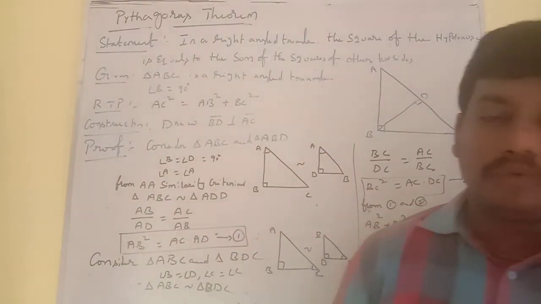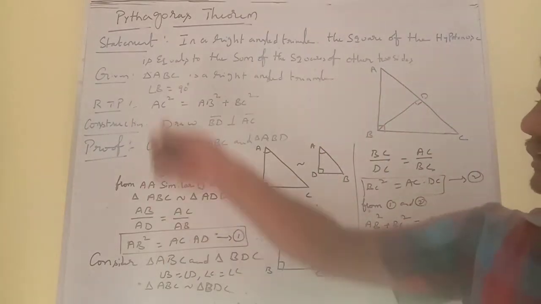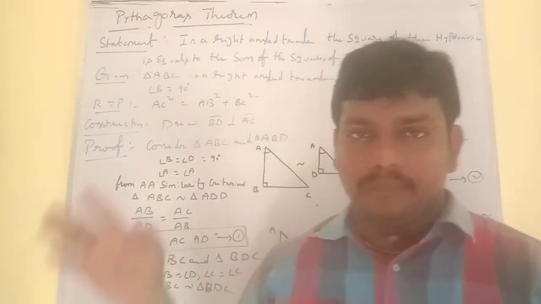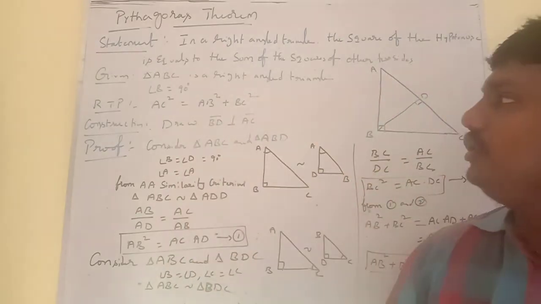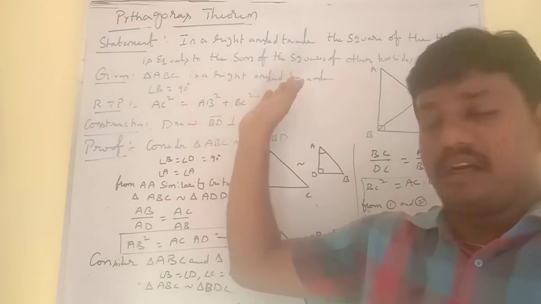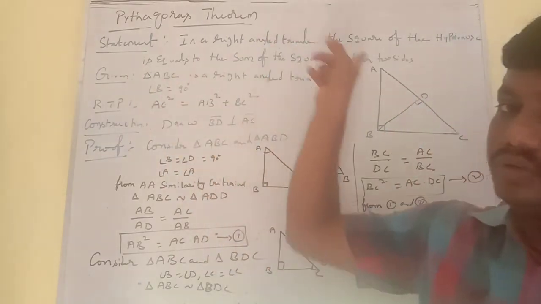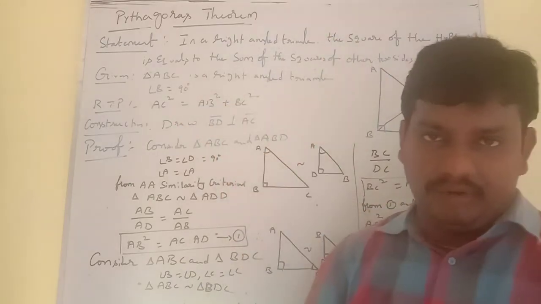Now once again I am going to explain. First, what we have to take in the steps here. The statement is: in a right angle triangle, the square on the hypotenuse is equal to the sum of the squares of the other two sides. So that is the statement. What is given here? Triangle ABC we have to consider as a right angle triangle and B is 90 degrees. Then what is RTP? RTP is hypotenuse square equals side square plus side square: AC square equals AB square plus BC square.